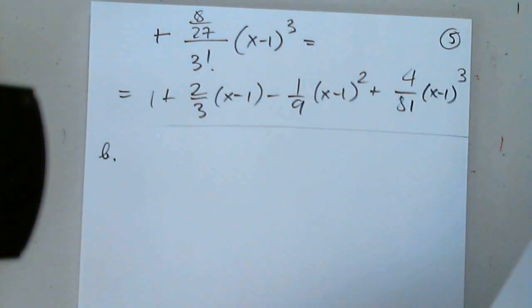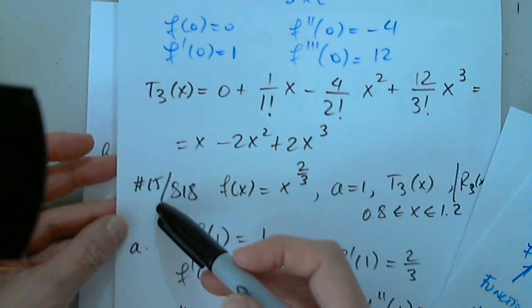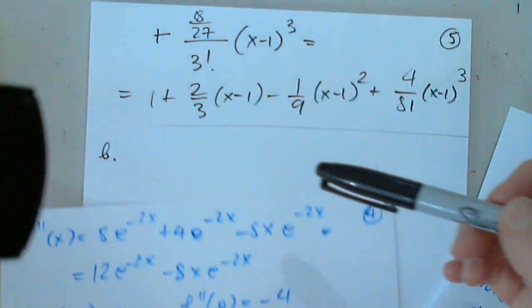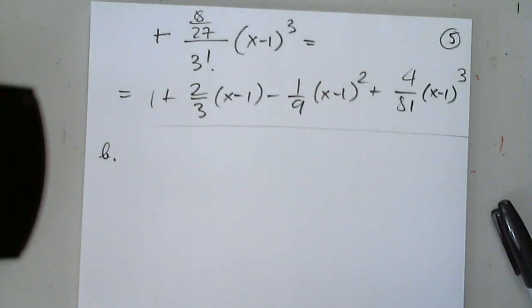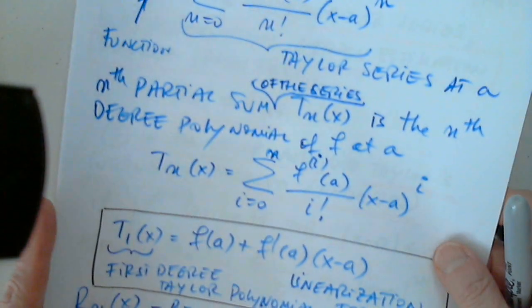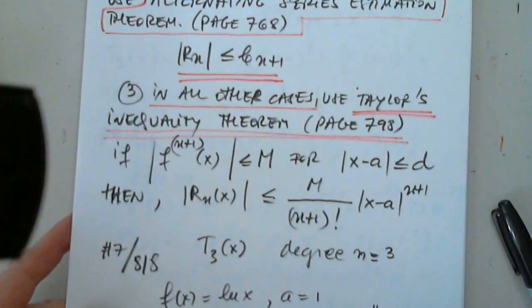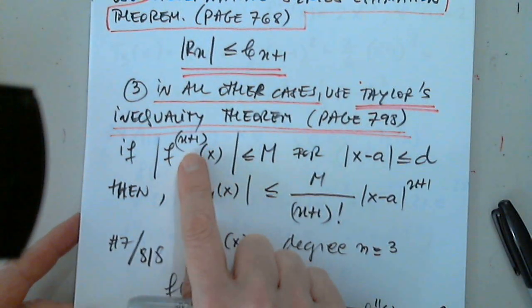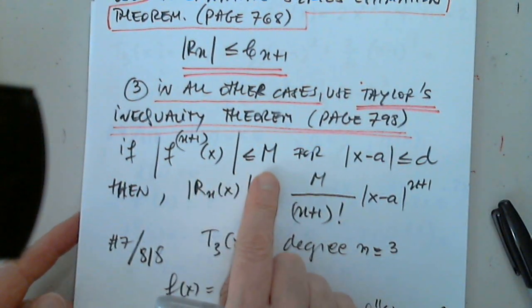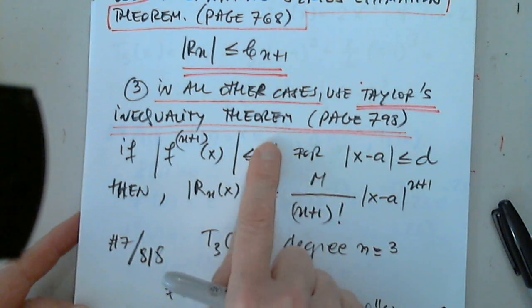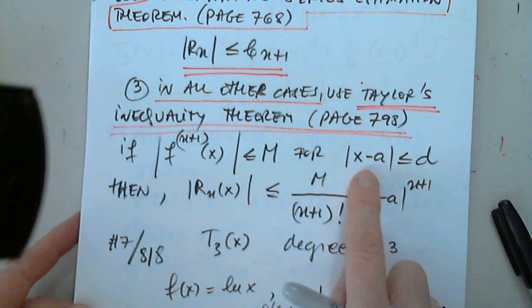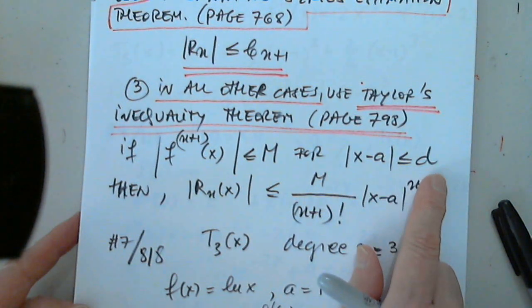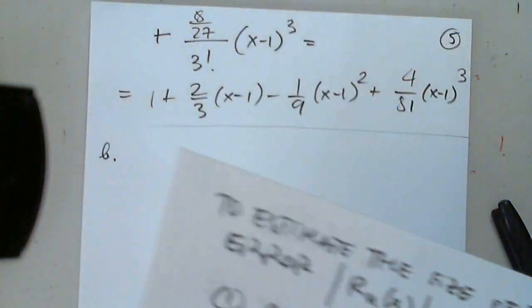Okay, we're back with part B of problem 15 on page 818. After we found the Taylor polynomial of degree 3, we're asked to use Taylor's inequality. So here's Taylor's inequality. I have to find the fourth derivative of the function and determine the upper bound of this function, of course in absolute value, keeping in mind that the absolute value of x minus 1 has to be less than or equal to something. And we'll determine that in a minute.